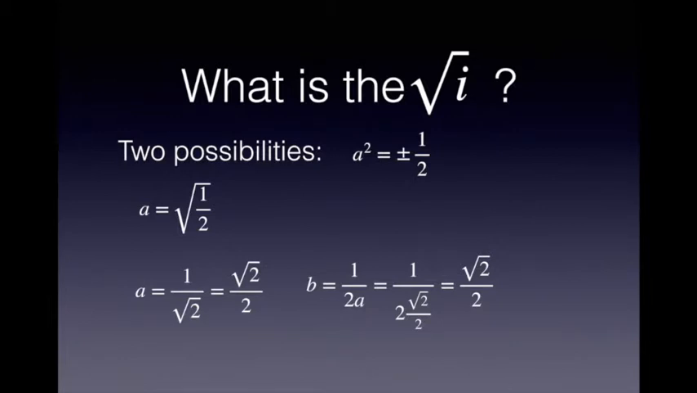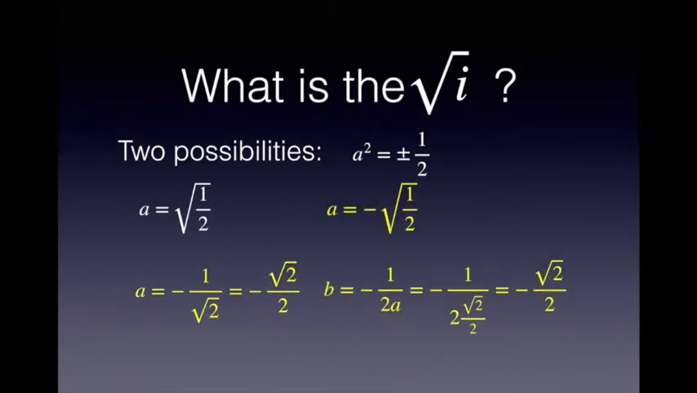All right, now I'm going to work on the second possibility. a equal to the negative square root of 1/2. And if I use that possibility, the math is exactly the same. a turns out to be negative square root of 2 over 2, and b turns out to be negative square root of 2 over 2. Everything works exactly the same as it did before.